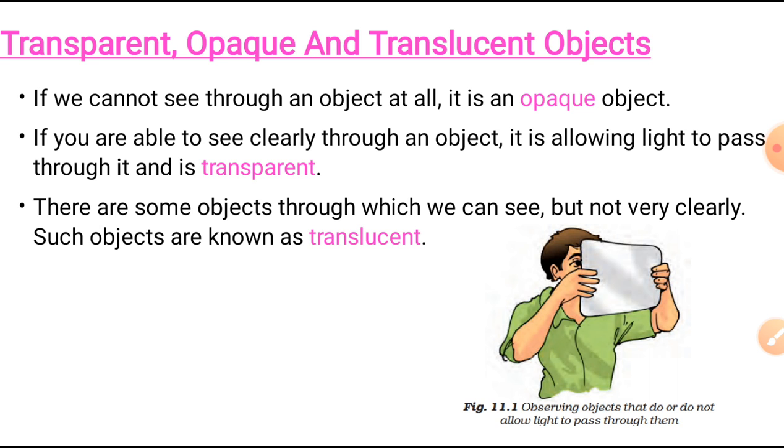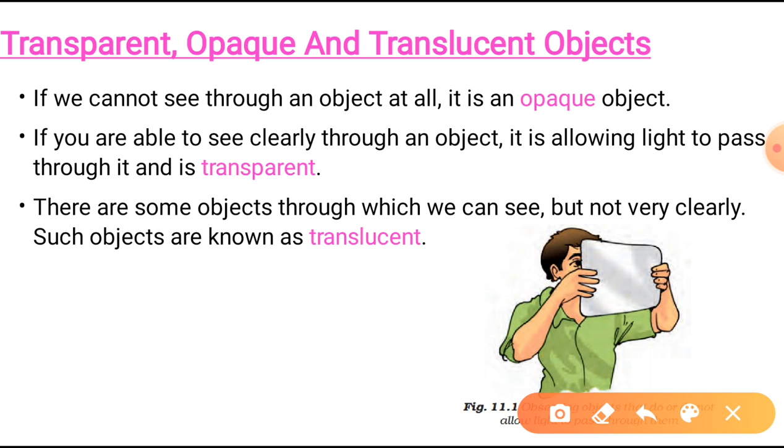We have studied it earlier as well. Have a look at this child. He is trying to find out whether the object in his hand is transparent, translucent or opaque just by observing whether the object does or does not allow light to pass through it. Okay, let's understand it properly.